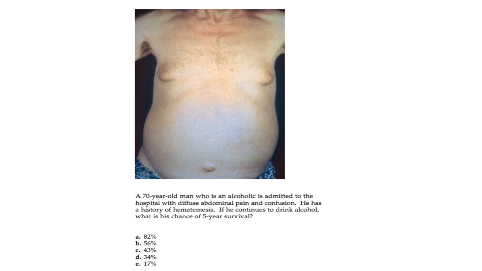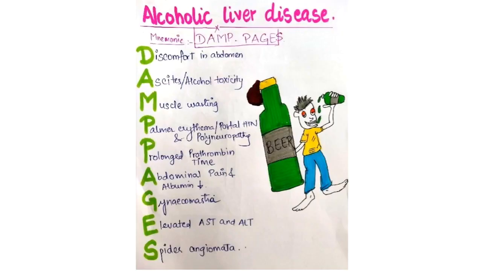Now, this is the money-making moment, right? The 5-year survival rate of patients with alcoholic cirrhosis without ascites, jaundice, or hematemesis and who abstain from alcohol is 89%. The 5-year survival rate of patients who have alcoholic cirrhosis with ascites, jaundice, or hematemesis and who continue to drink alcohol is 34%. All right, nice one.